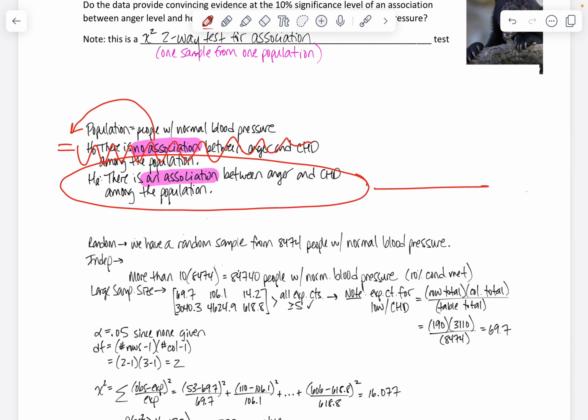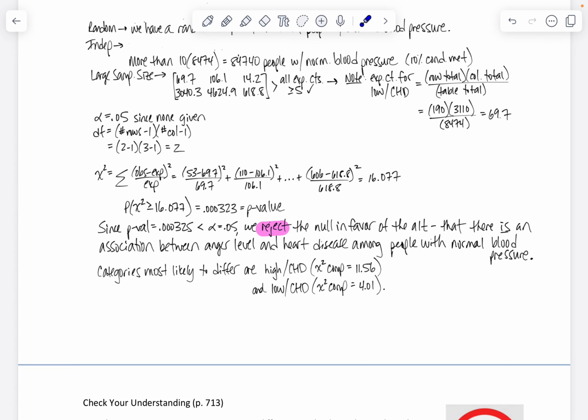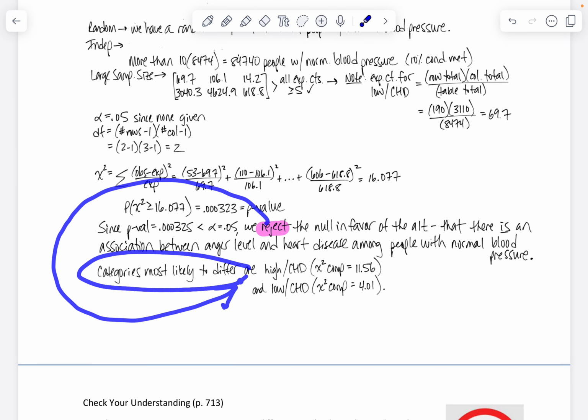And that means I'm going to restate this in my conclusion, the alternate. I'm going to say words like there is an association, okay? When you reject the null, you are in favor of the alternate and you're restating the alternate. Let's be really careful with our conclusions, okay? When you reject the null, you are in favor of the alternate, and then you restate the alternate, which says there is an association. Remember, when you reject, you absolutely need to follow up your conclusion with the categories that are most likely to differ.